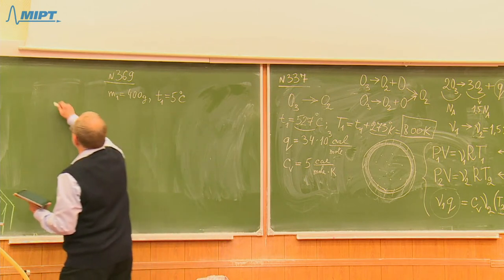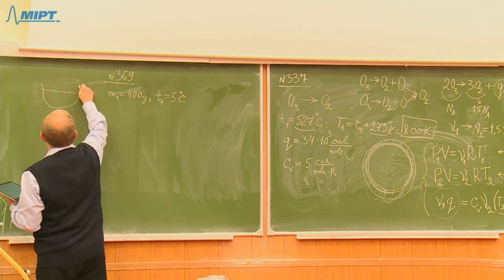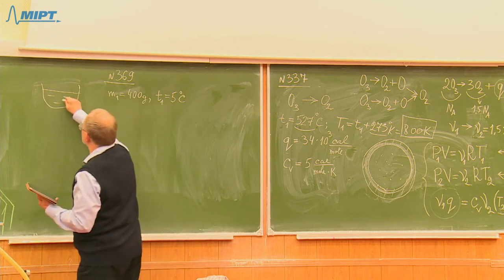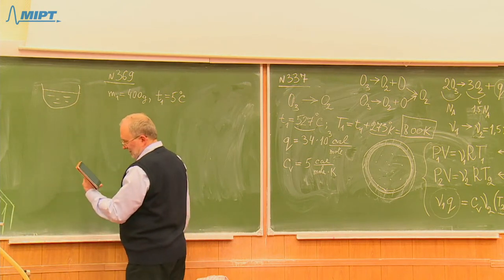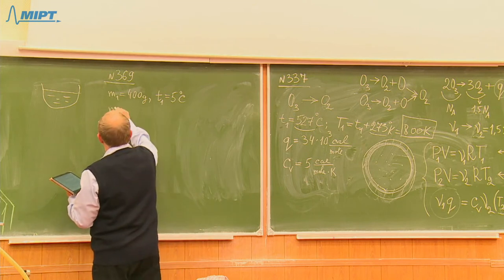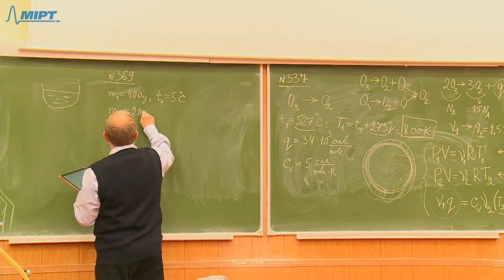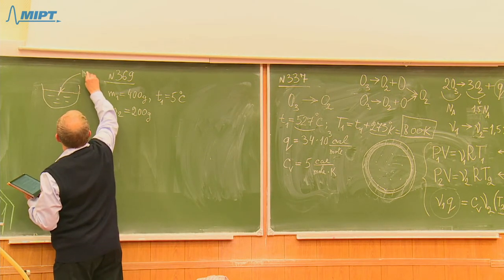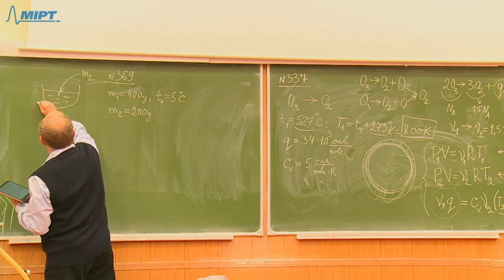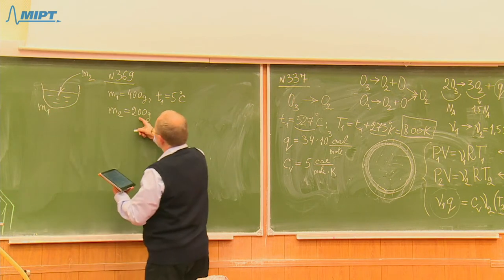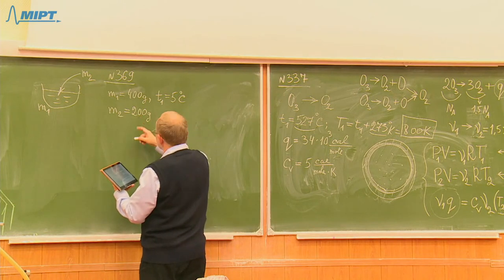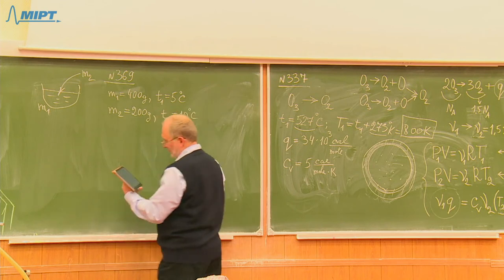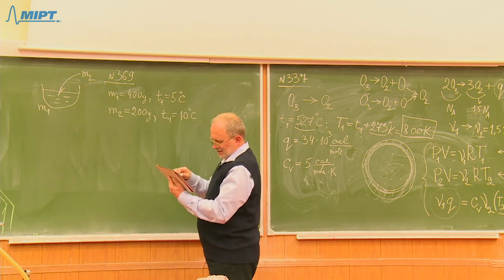So there is a vessel containing 400 grams of water at such temperature. Then mass M2, 200 grams, is added here. Mass M1 was here originally, and mass M2 is added, 200 grams of water at a temperature T1 equal to 10 degrees Celsius.